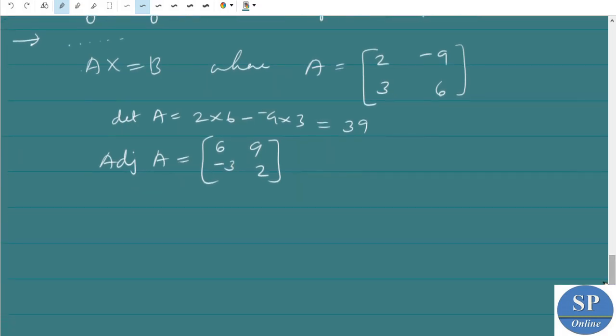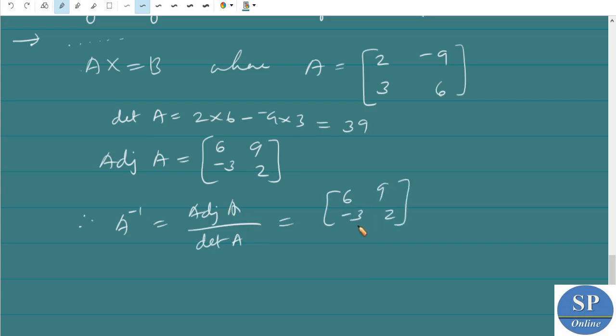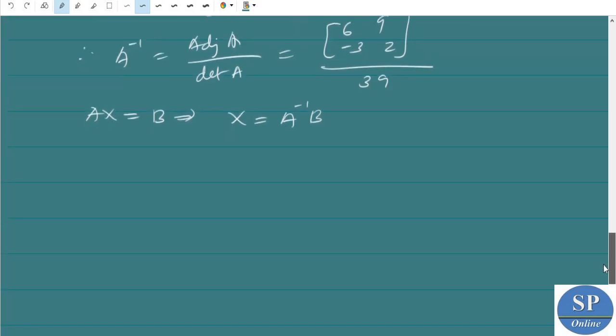Therefore, what is A inverse? A inverse is equal to the adjoint of A divided by the determinant of A. This is nothing but 6, 9, minus 3, 2 divided by the determinant of A, which is 1 by 39. Okay. Now by this method, Ax equal to B implies the solution will be x equal to A inverse B. So we can directly replace the values of A inverse.